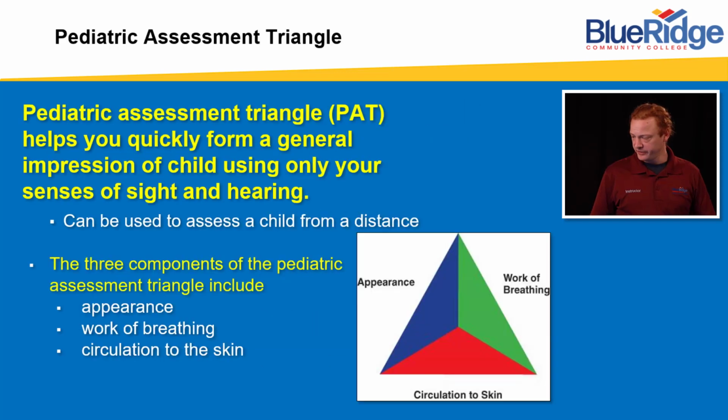So here you see in this picture on the bottom of your screen the pediatric assessment triangle. We talk about the 3 components of the pediatric assessment triangle: appearance, work of breathing, and circulation to the skin. This is going to be their skin color and their capillary refill. This can be used to assess a child from a distance. This is part of your scene size up or your general impression portion of your assessment.